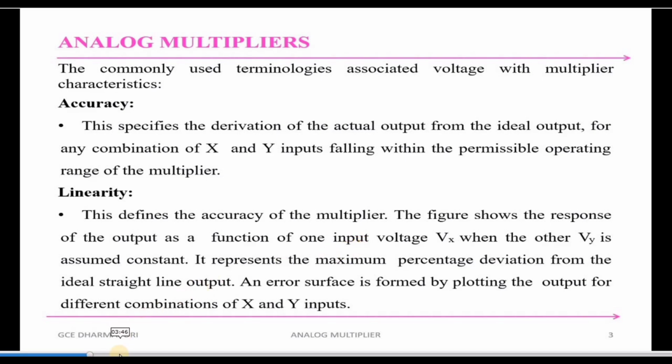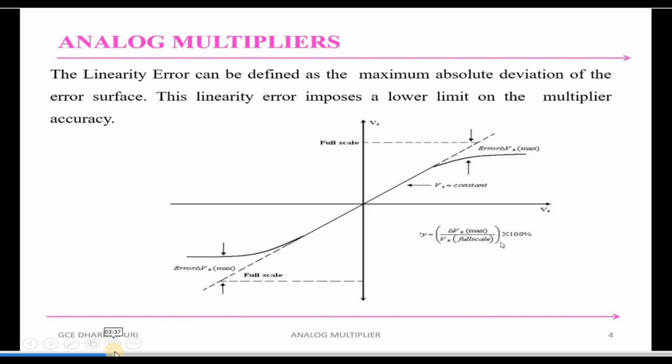If you see the figure, this shows the response of the output function for one input, where Vy is considered constant here. It represents the maximum percentage deviation from the ideal straight line. This is my ideal straight line, and this represents my error. The error surface is formed by plotting the output for different combinations of x and y inputs. The linearity error can be defined as the maximum absolute deviation of the error surface. This linearity error imposes a lower limit on the multiplier accuracy.